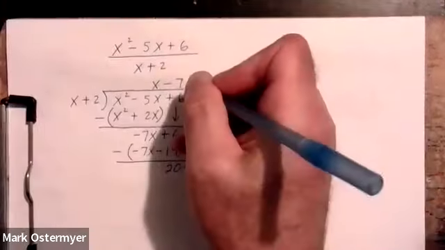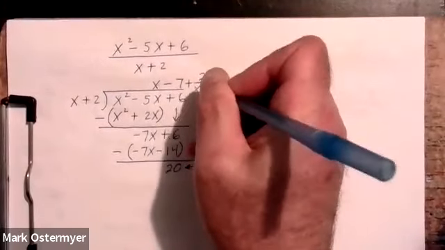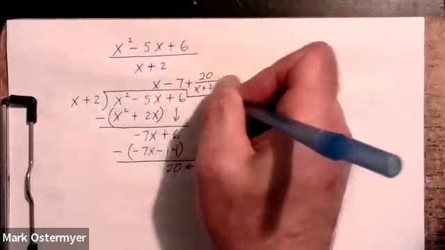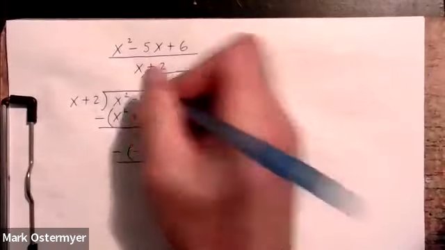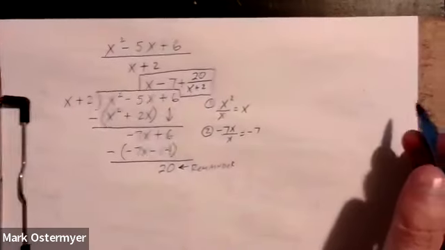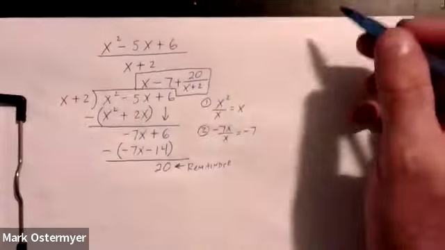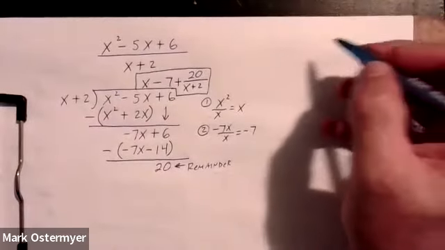Go up to your quotient, put a plus sign, and place the remainder 20 over your divisor. Ladies and gentlemen, you got your answer. This is your quotient. Now, another way to divide a polynomial in general by a binomial is to use what is called synthetic division.